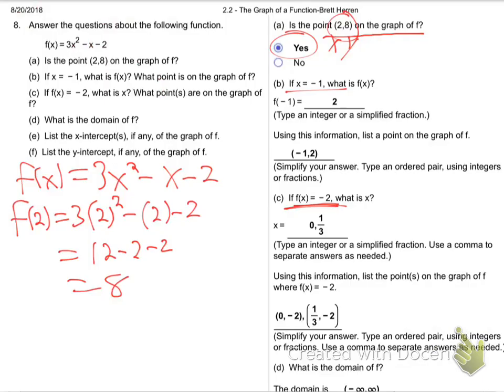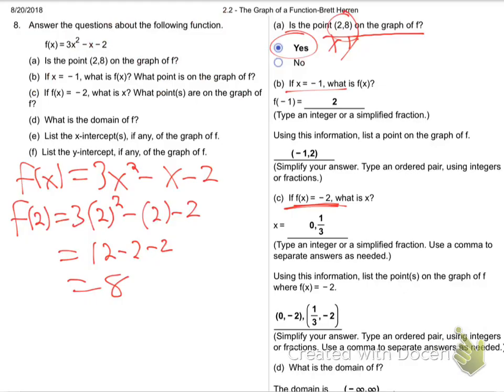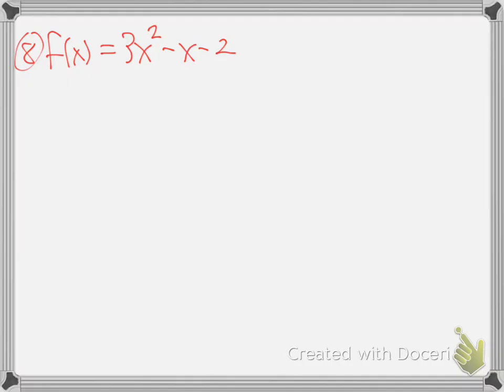So f of x equals, what was our function? 3x squared minus x minus 2. So it's saying if y is -2. Yeah, that's question number 8. And they're saying, if f of x is -2, what is x? F of x is -2. What is x? Let me let you give that a try.